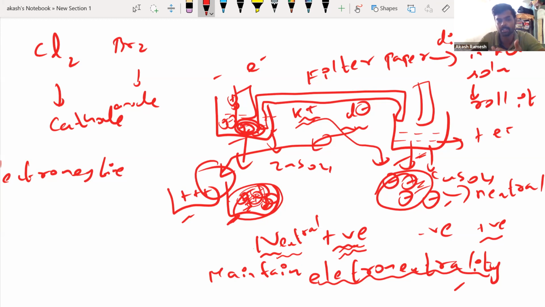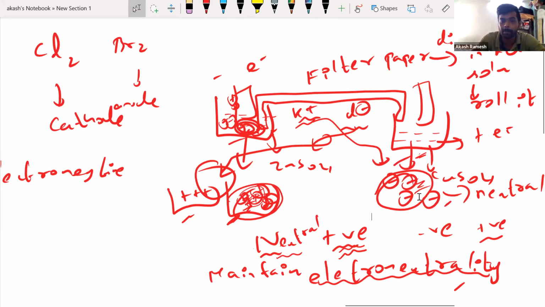If I have a positive species, that will naturally attract electrons. But the problem we have here is you will not be able to convert this negative charge to positive. All you can do is convert it to neutral.